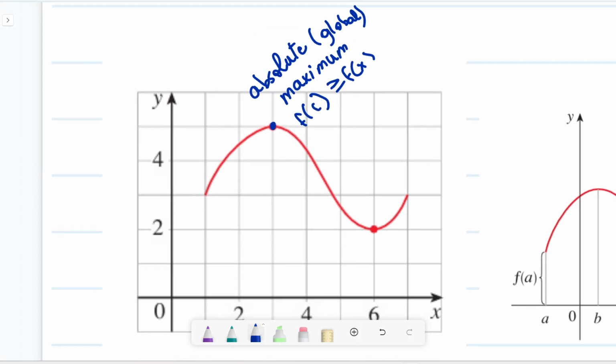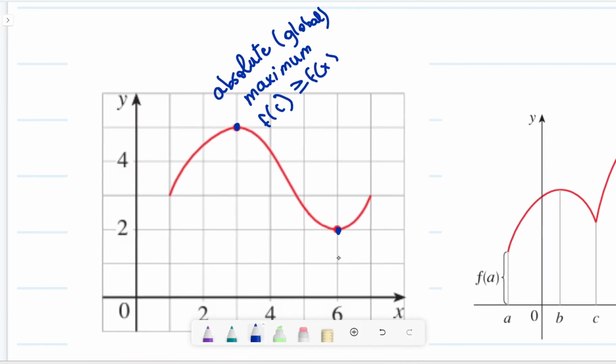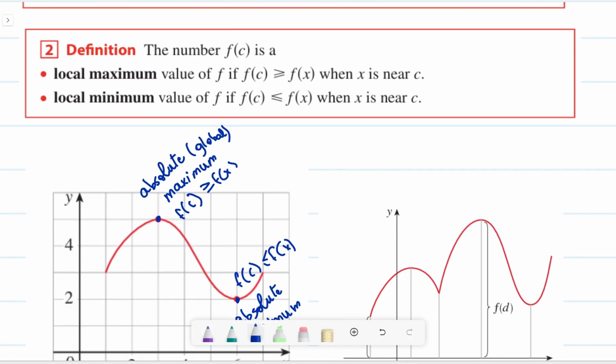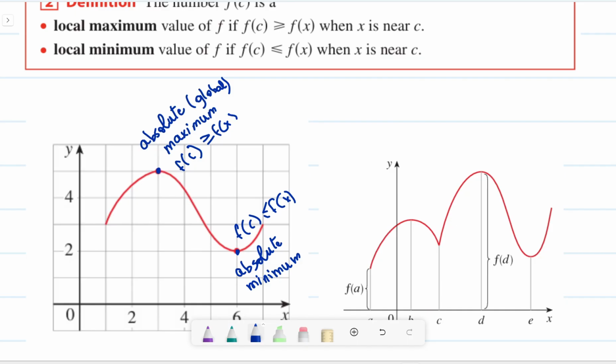Now we also have what we call the absolute minimum, which is at x equals 6 and f of x equals 2. So this is the lowest f of c in the graph. This is what we call the absolute minimum, and this is what the definition refers to as f of c being less than or equal to f of x for all x in the domain of this function. Now, when we're looking at this graph for the absolute minimum or absolute maximum, we look at either the lowest or the highest point on the entire domain of this function.